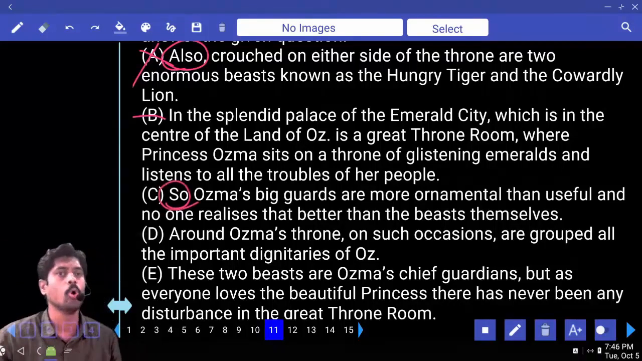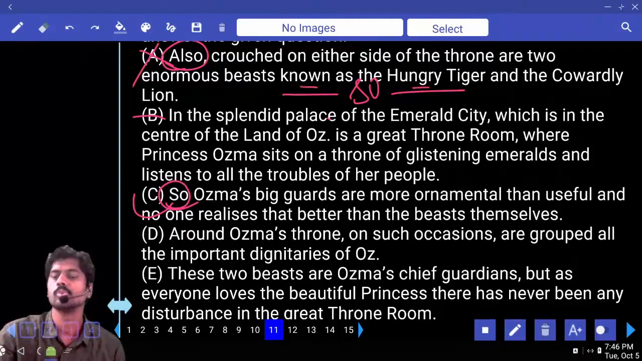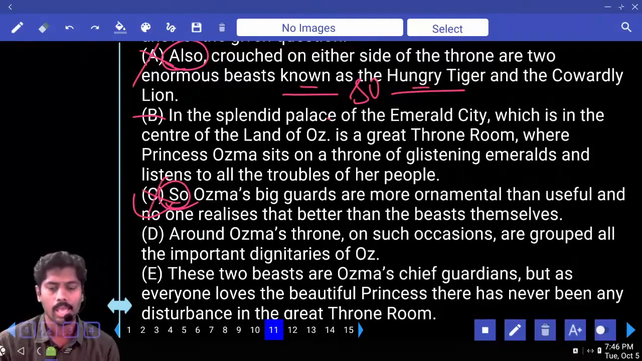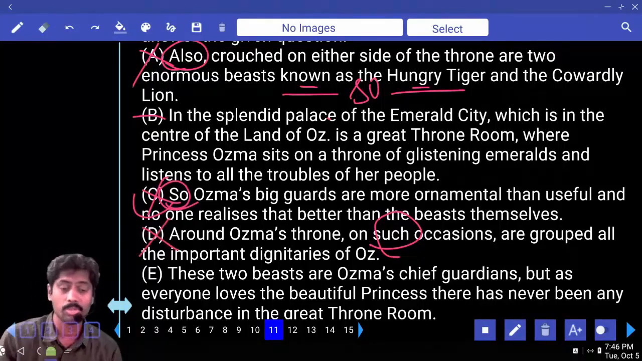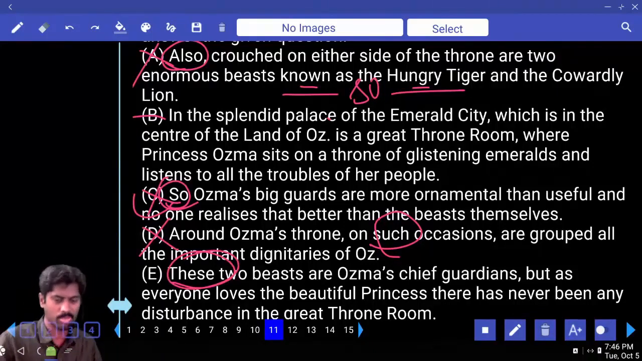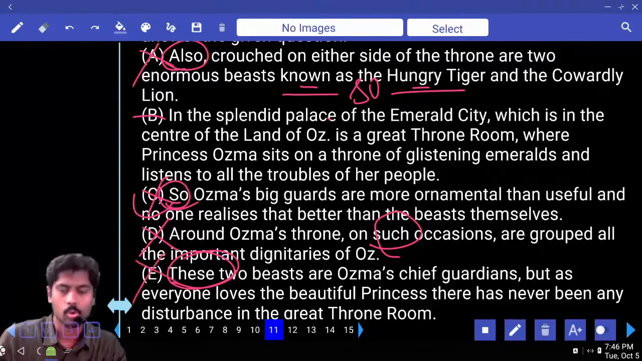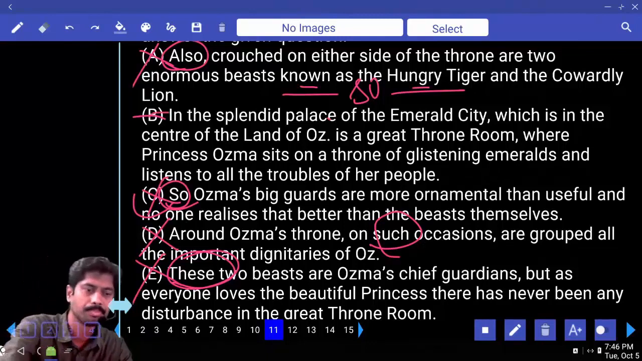It is starting with so. So is a connector or a conjunction. Before so, something else is needed. Generally, if you want to use so, you require 2 sentences. Sentence 1, sentence 2. Not the first sentence. Around Ozma's throne on such occasions. What kind of occasions? Such occasions, they need to tell the occasions first, later on such occasions. Hence, this cannot be the first one. If a sentence is starting with these, that cannot begin the paragraph. So only one sentence is left out for us as a first sentence, that is B.